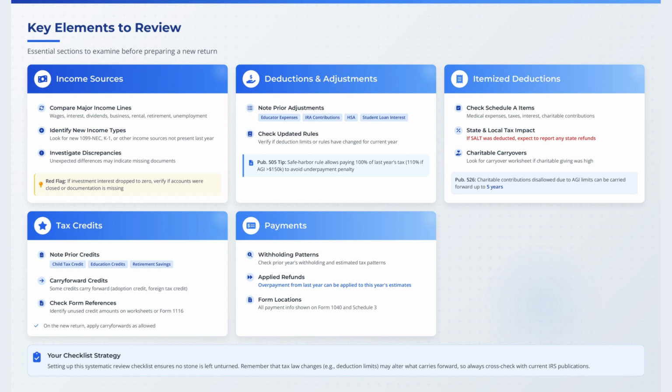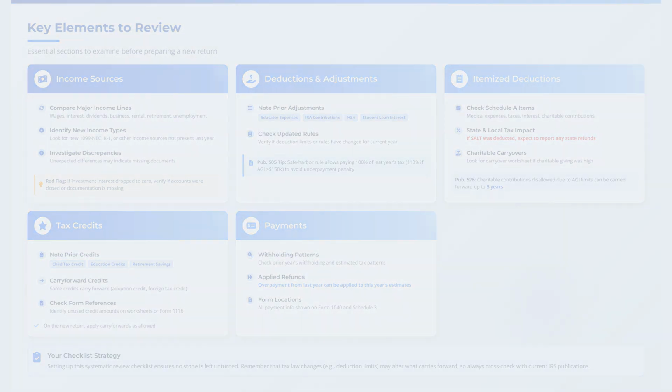So what's the takeaway? Setting up a checklist like this means no stone is left unturned. But remember, tax law changes, and they affect what can and can't be carried forward. So always cross-check with the latest IRS publications, Pub. 505, 525, 526, whatever applies. Prior year returns are a gold mine. Use them wisely, and you'll file with confidence.